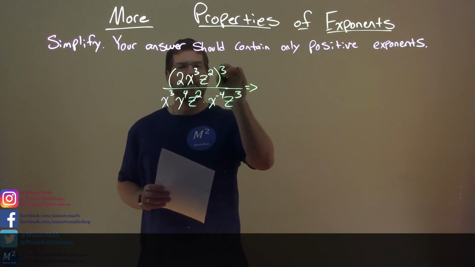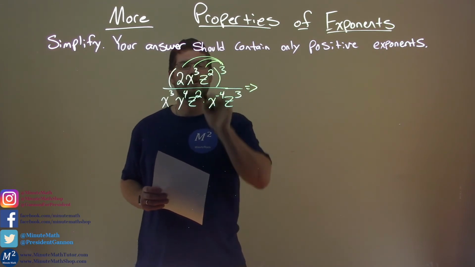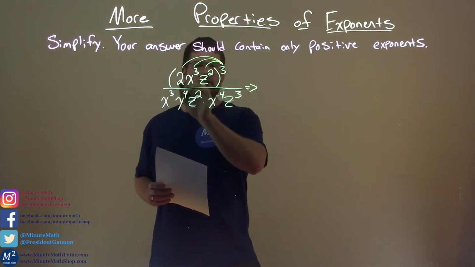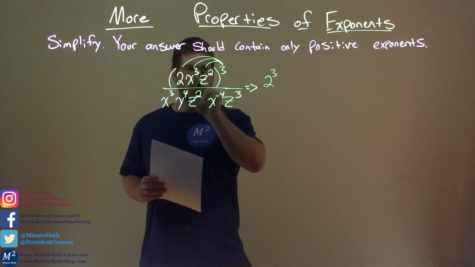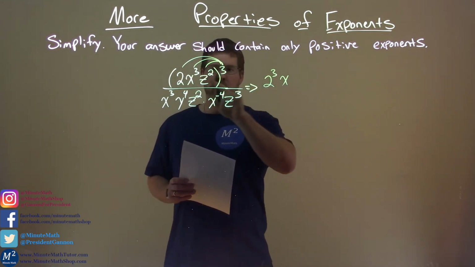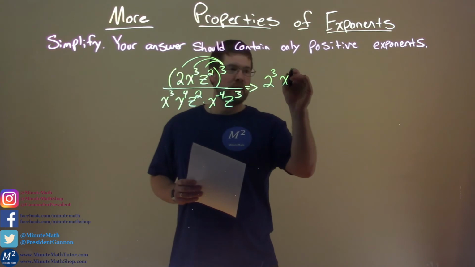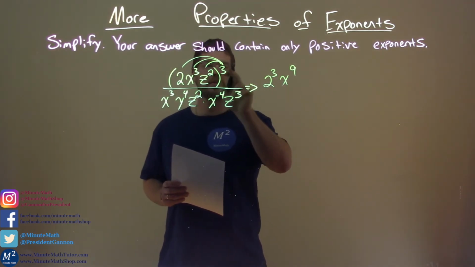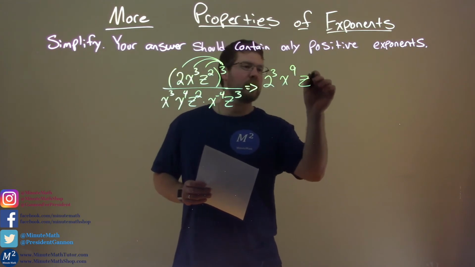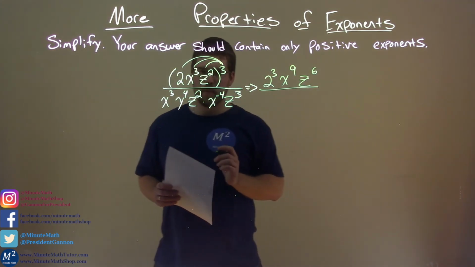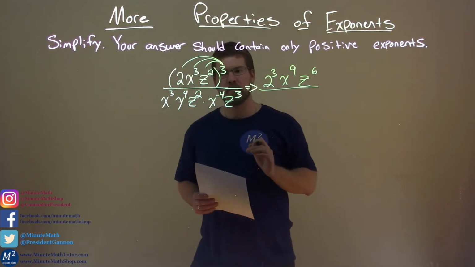This 3rd power can be applied to all individual parts in here. We have 2 to the 3rd power right there. And then x to the 3rd power to the 3rd power, we multiply the exponents. 3 times 3 is 9. Z squared to the 3rd power, 2 times 3 is 6. Here's z to the 6th power. Divided by the denominator, we can simplify here.